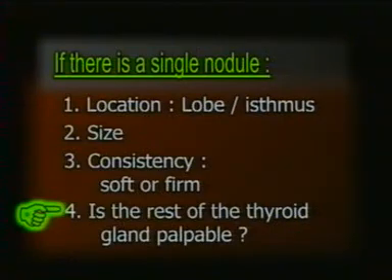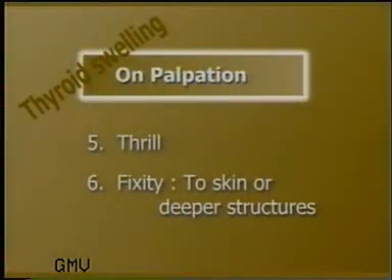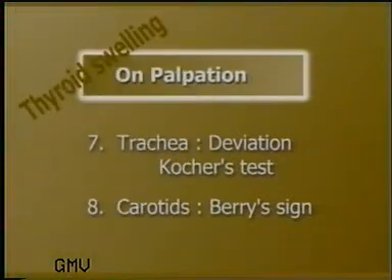In case of a single nodule, note whether the rest of the gland is palpable. Now look for a palpable thrill over the upper pole and for fixity to skin or deeper structures. Lastly, palpate the trachea and the carotids. Trace the trachea, look for deviation from the midline, and if goiter is large or bilateral, perform the Crile's test. Lastly, palpate the carotids behind the posterior border of the swelling.